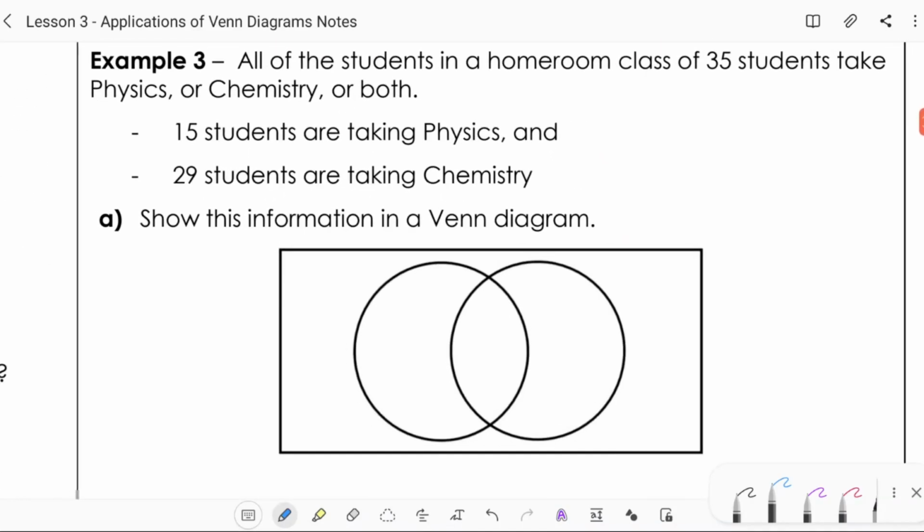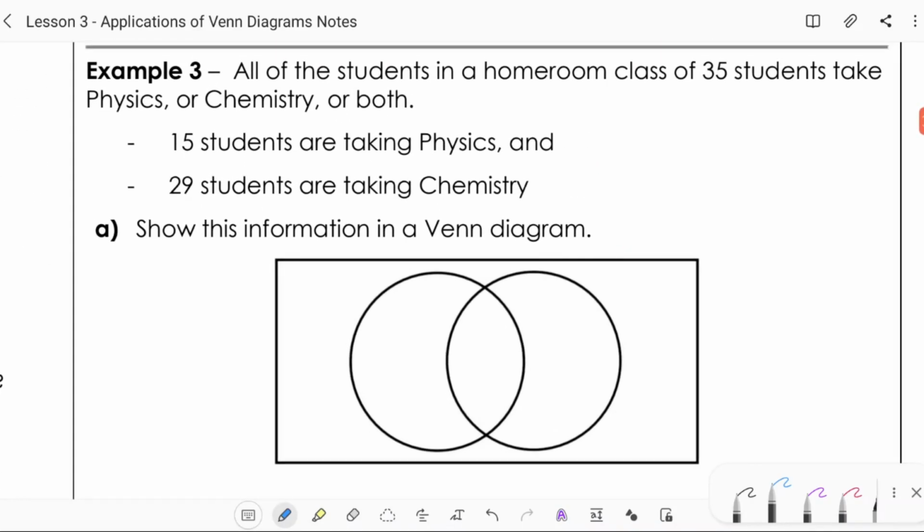All right, let's look at another example. Example 3. All of the students in a homeroom class of 35 students take physics, chemistry, or both. So that's telling me that I'm not going to have anybody outside this time. This is going to be 0 because nobody should be outside of those 2 sets. But let's set it up. I have a set for physics. I have a set for chemistry. And we're going to figure out how many kids fall into each set.